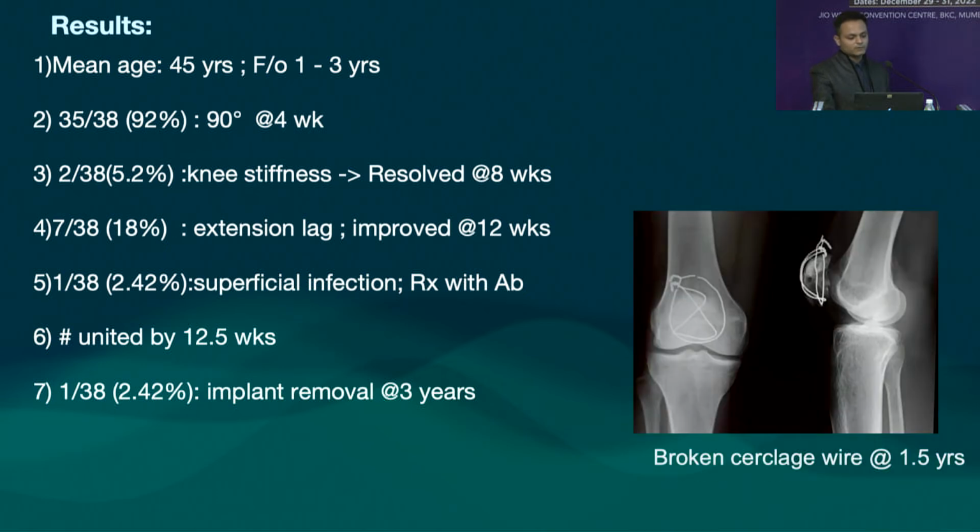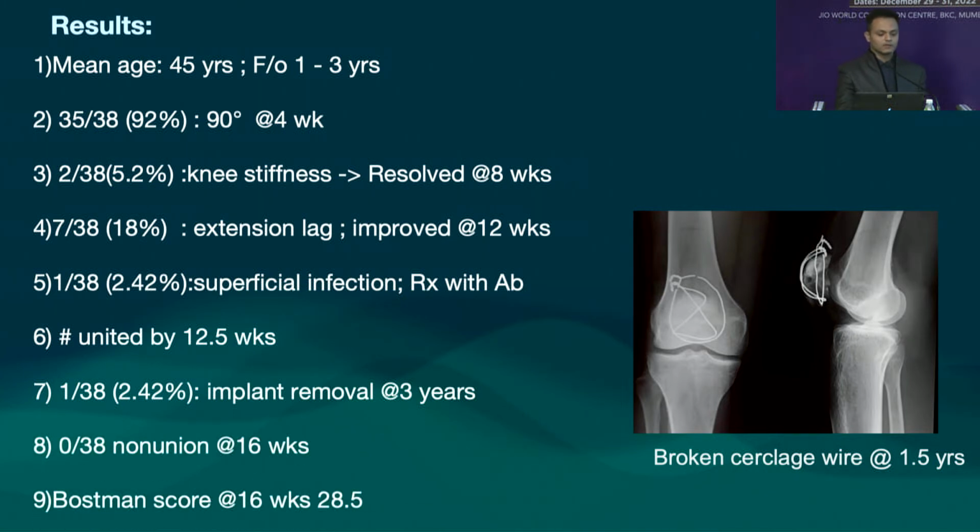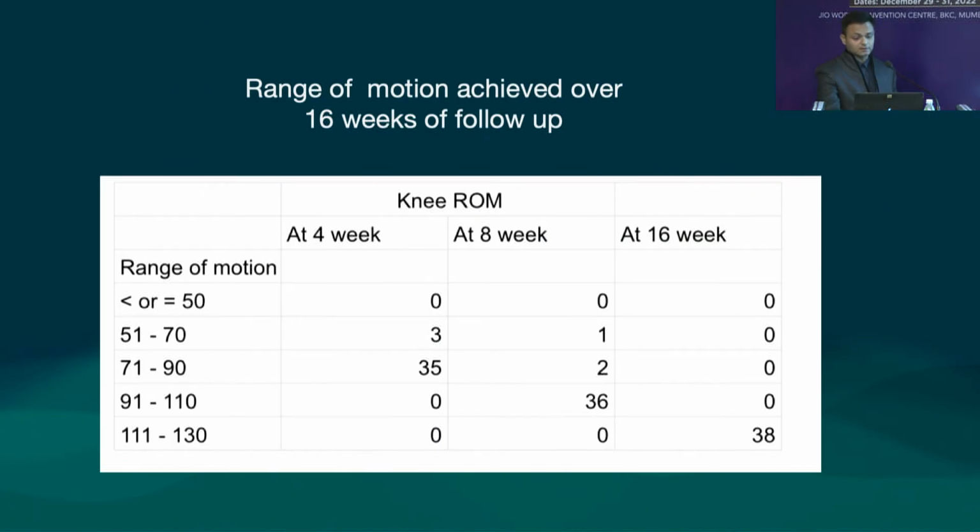There was one case of implant removal at the end of 3 years. We found that at the superolateral corner there was a break in the construct, and the patient also complained of pain, so we had to remove the hardware. That one patient comes out to be around 2.42%. There was no incidence of union problems, so 0 non-union. The Böstman functional score comes out to be 28.5, which is excellent. This is the range of motion over 4 weeks, 8 weeks and 16 weeks. At the end of 16 weeks, in the 30th patient, we achieved around 130 degrees of range of motion.